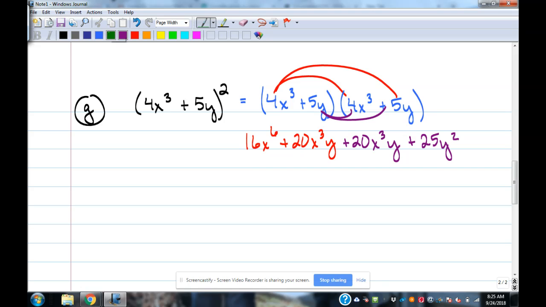Not quite done. We've got like terms, right? Both of these pieces in the middle are x cubed y, so that means we can put them together. So it's positive 20 x cubed y plus another 20 x cubed y, which would give us 16 x to the 6th. Then what?